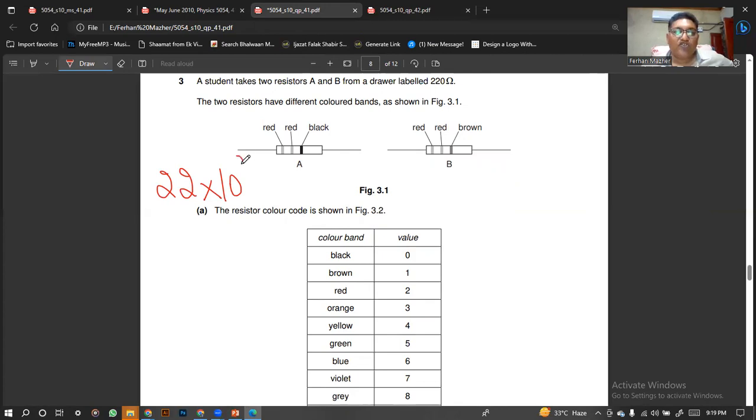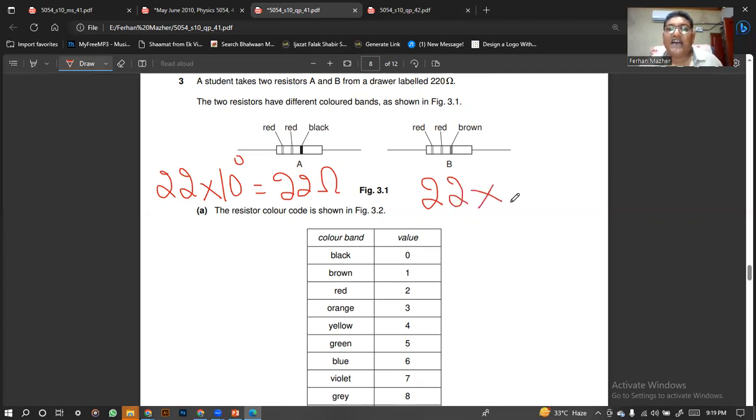So the 10 raised to power 0. You know, 10 raised to power 0 is 1. So 22 into 1, that will be 22 ohm. So the resistance of this resistor A is 22 ohm. If you look at here, the first is the digit, that is 2. The red means a digit. But the second color means the digit. Okay, that is also 2.